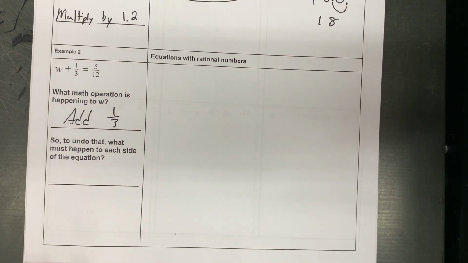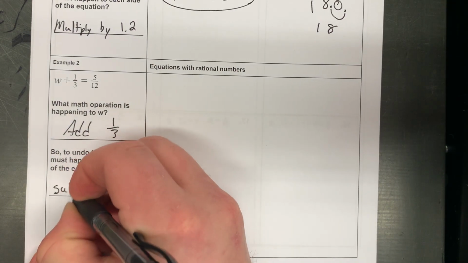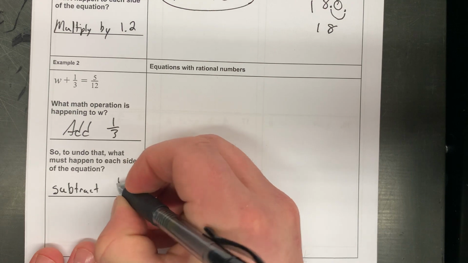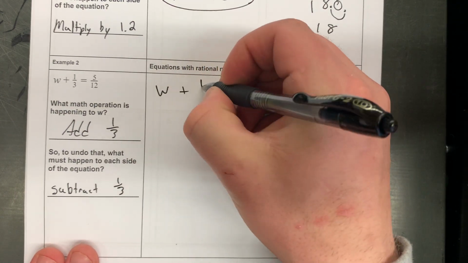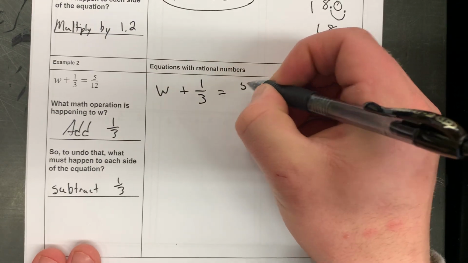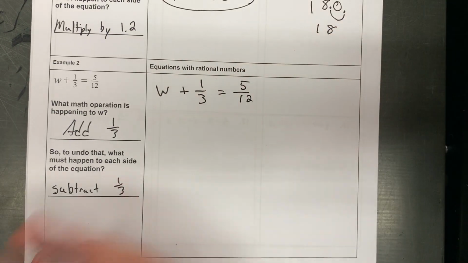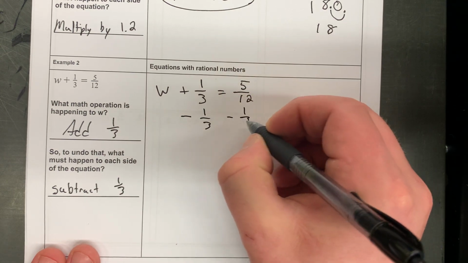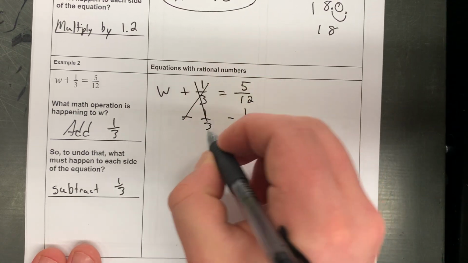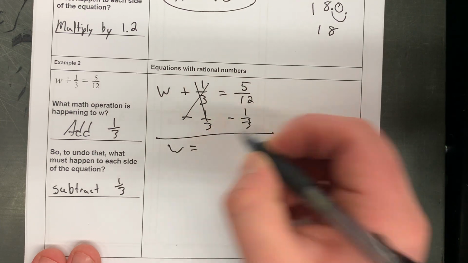So to undo that, what must happen to each side of the equation? Now the opposite or the inverse of addition is subtraction, so we are going to subtract 1/3. Okay, let's start by rewriting this equation here. It tells me I'm going to subtract 1/3. So let's go ahead and subtract 1/3. These cancel out. I'm left with w equals.